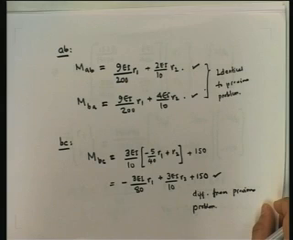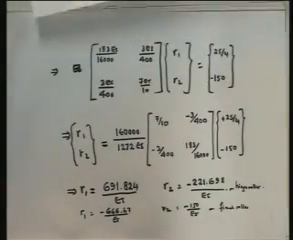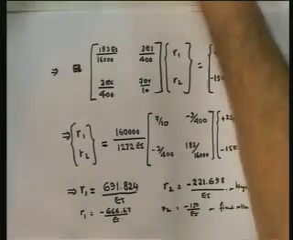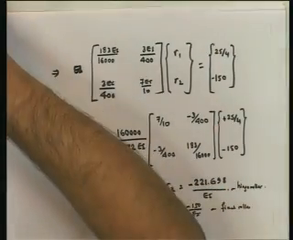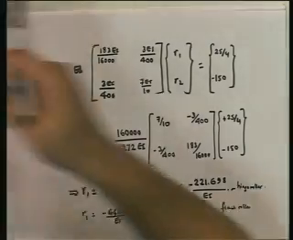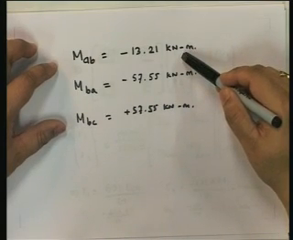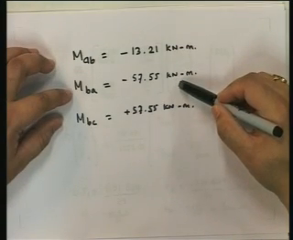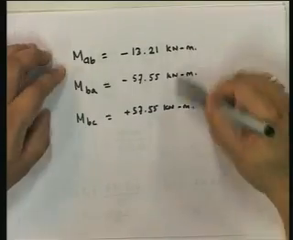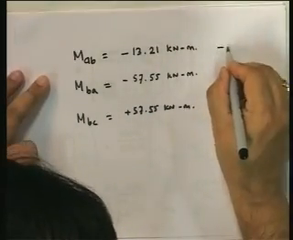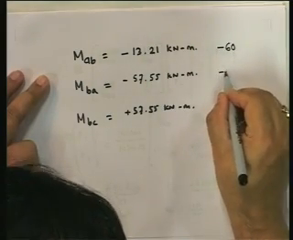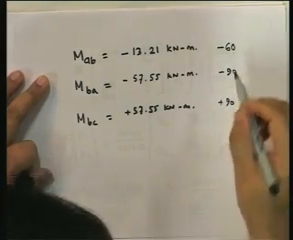Now I can put these displacements into the equations for the moments. These are the equations where MAB, MBA and MBC are in terms of R1 and R2, and since I know R1 and R2, I can substitute into that equation. When I do, I get MAB is minus 13.21, MBA is minus 57, and MBC is plus 57. What were they when it was fixed? This was minus 60, this was minus 90, and this was plus 90.